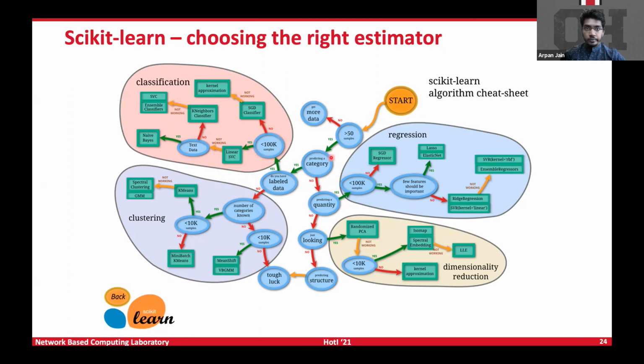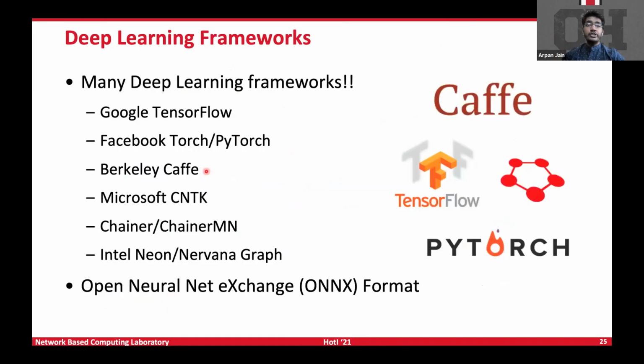So in this way, you can use scikit-learn to train your model and choose the right estimator. Now let's talk about the machine learning frameworks.